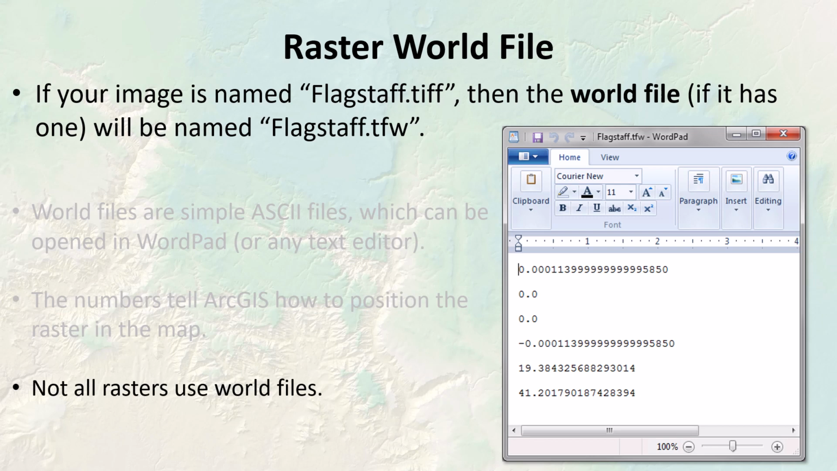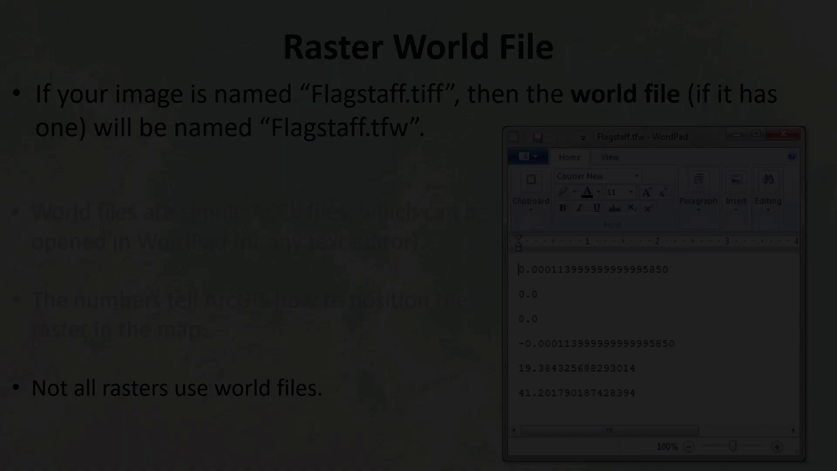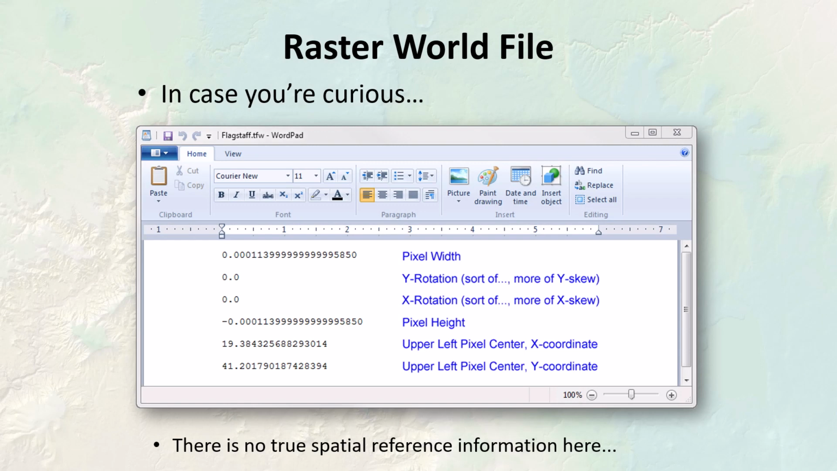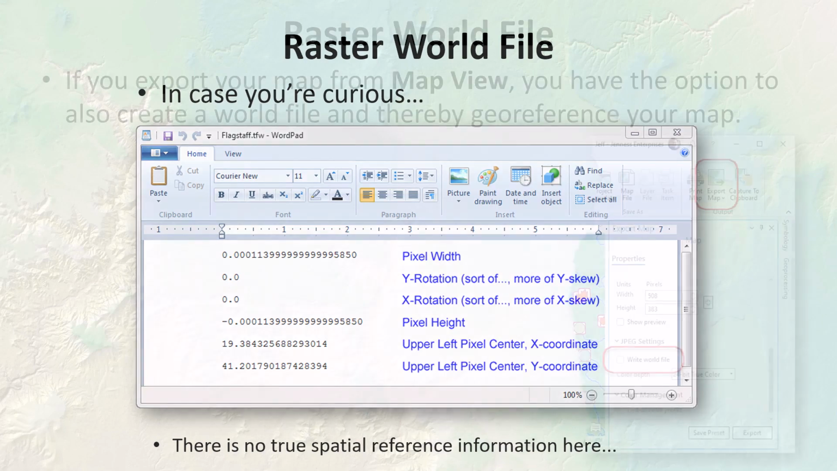Oh, yeah, not all rasters use world files. Like I said, some have spatial information written right in, but if it doesn't, then this is the best you can do. So this is what those numbers mean. Pixel width, pixel height, the coordinates of the upper left corner of the map. Notice that all this is a set of instructions on how to place the image onto the landscape. It doesn't actually tell you what coordinate system it's in, and so it doesn't tell you if it's, say, UTM or geographic coordinates. So it's pretty coarse, but it serves the purpose. It places it on the landscape okay.